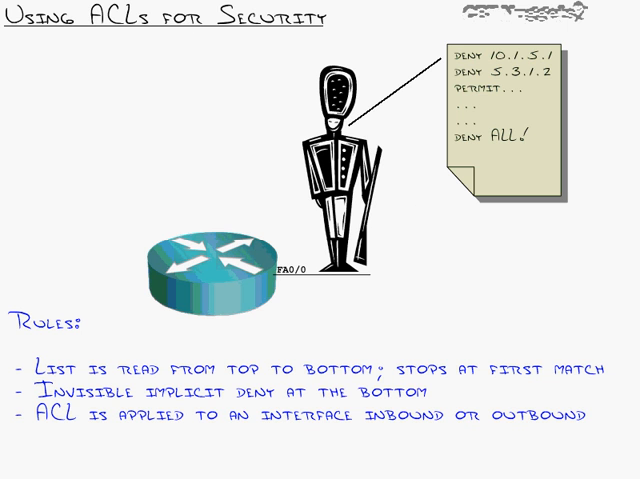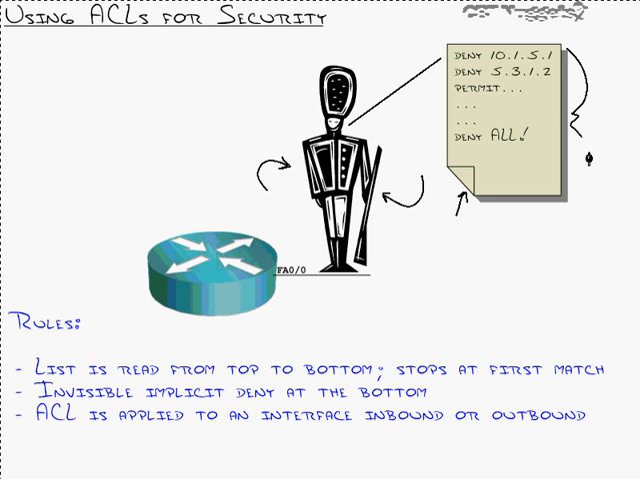Here's the idea. We've got this guard right here that we've assigned to stand on the FastEthernet 0/0 interface. As soon as we give that guard a list, he is going to screen all of the traffic either coming in or going out of that interface, depending on how we apply this access list, and say whether it's allowed or denied. Before we talk about the guard's processing, let's first talk about the rules of the access list.